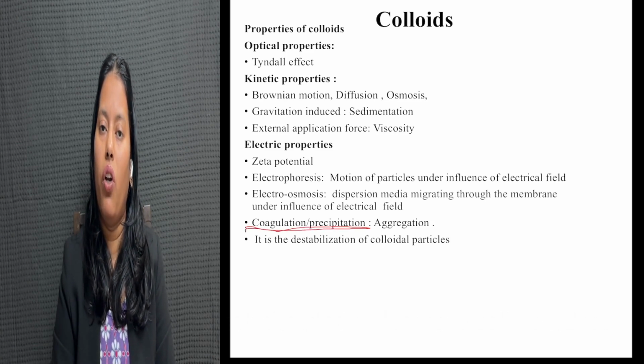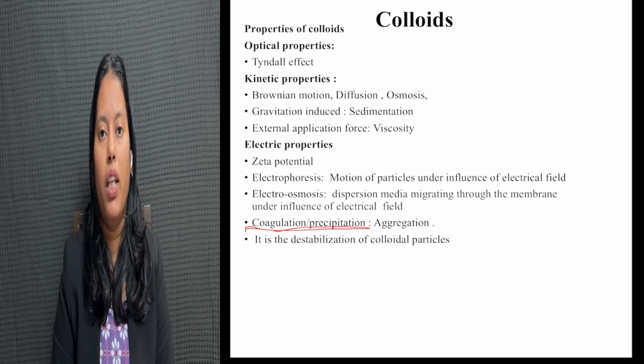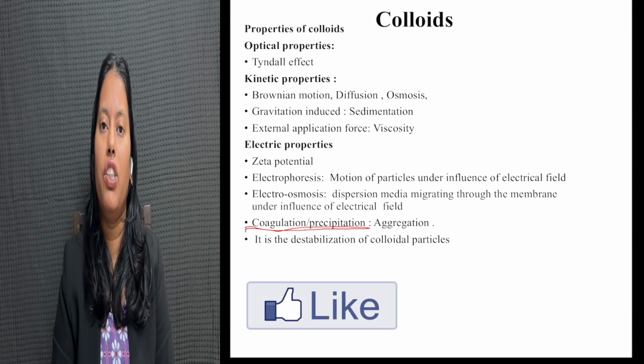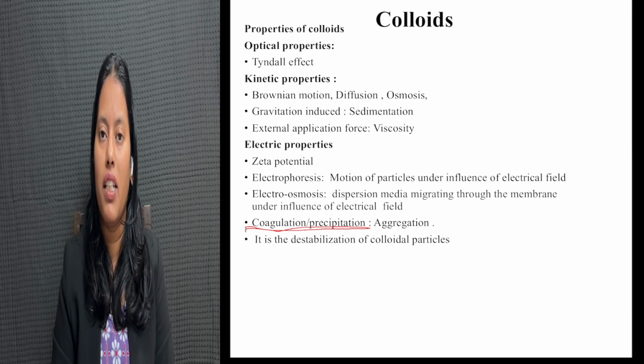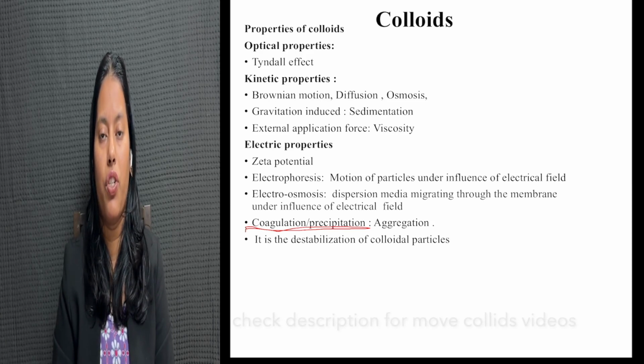Now you know that colloidal particles are uniformly distributed throughout the system. But when the charge on the particle is changed, the potential is changed, when you're adding an electrolyte or any third substance to the system, the interactions change, and these particles which were uniformly distributed come together, aggregate, and form clusters or floccules, and they start settling down, which is called the coagulation or the precipitation of the system.